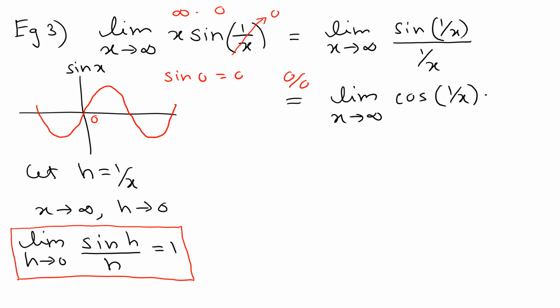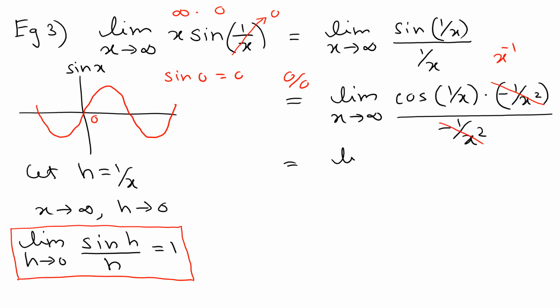We can write 1 over x as x to the negative 1 and then use the power rule. If you do that, you're going to get negative 1 over x squared. The same thing in the denominator, negative 1 over x squared. Now you can see this term is the same, so you can cancel it out because this term is outside. So you simply get the limit when x goes to infinity of cosine of 1 over x.